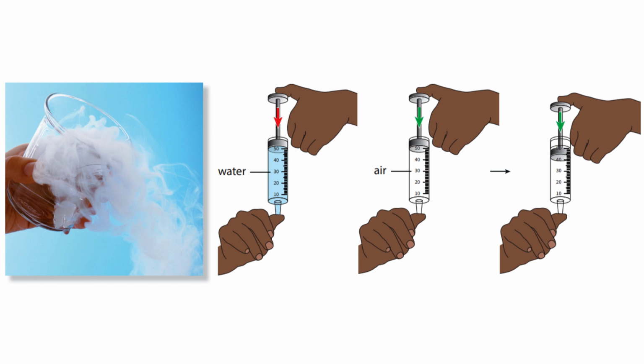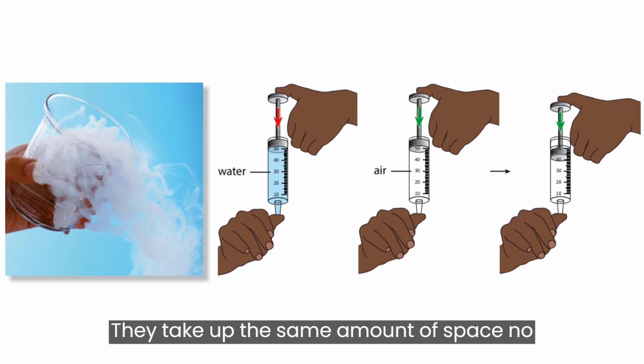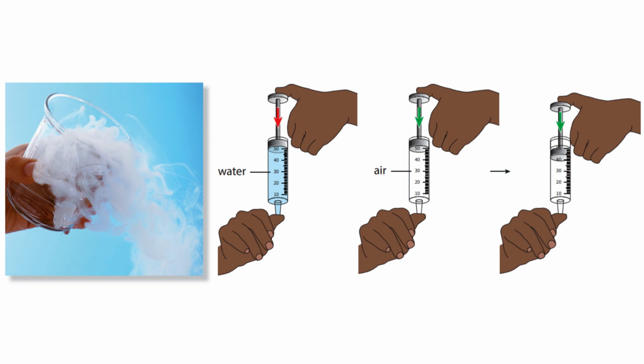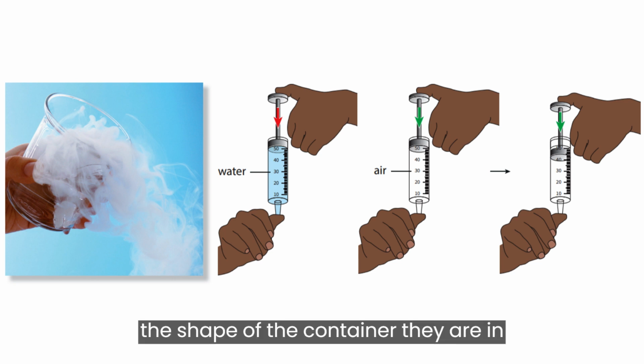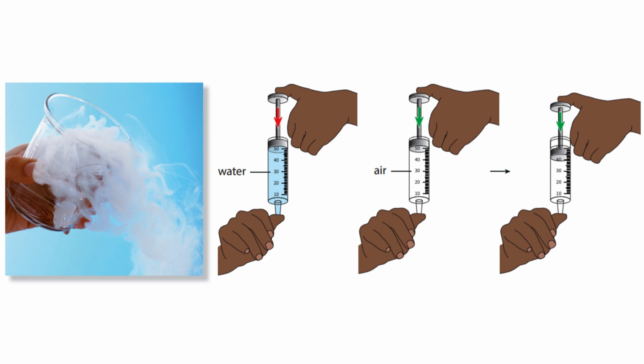Solids. Solids maintain their shape and volume and cannot be compressed or poured. They take up the same amount of space, no matter what shape they are in. Liquids. Liquids adapt to the shape of the container they are in and can be poured. They take up the same amount of space, no matter what shape their container is. The volume of a liquid does not change.